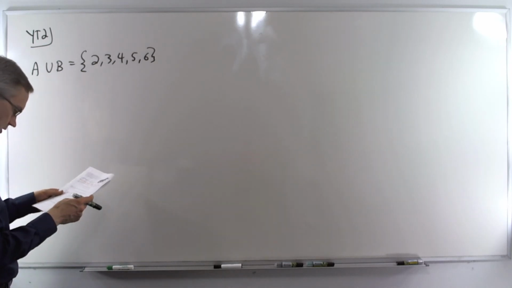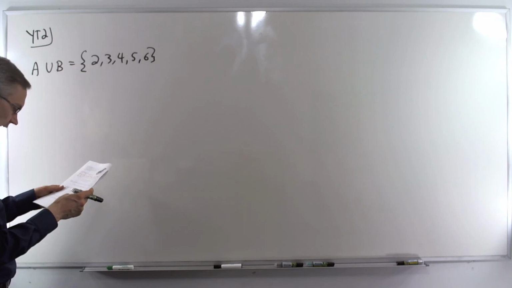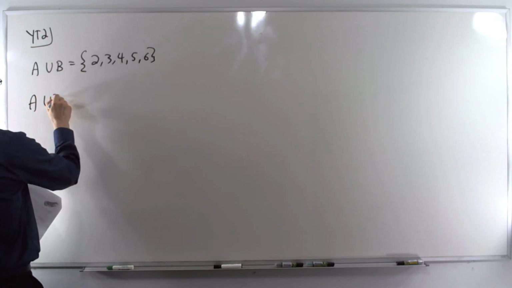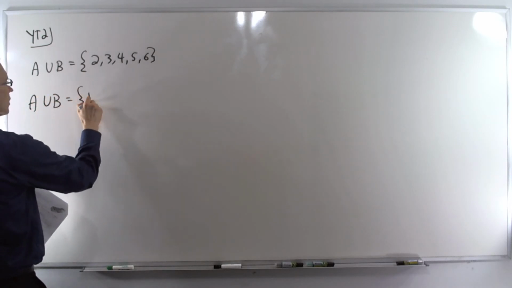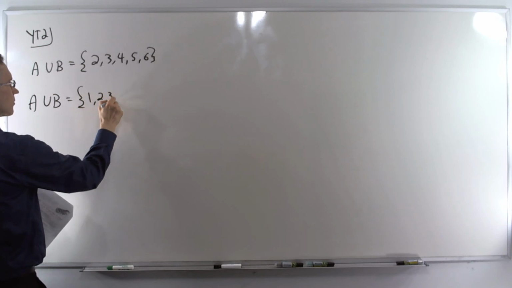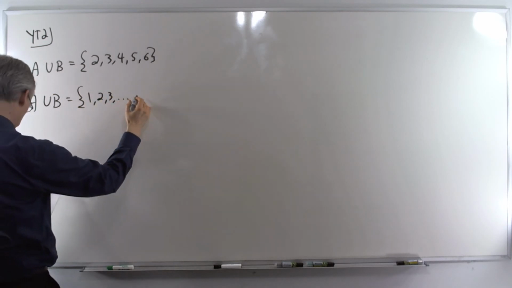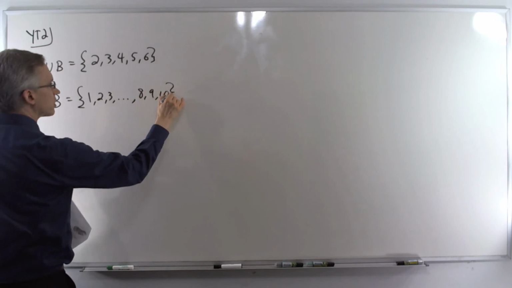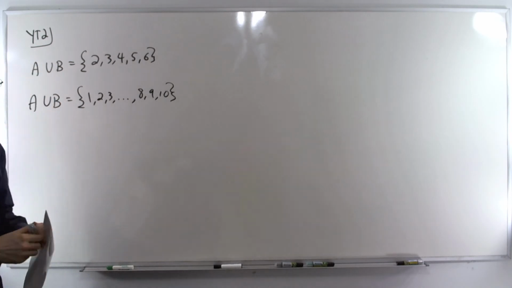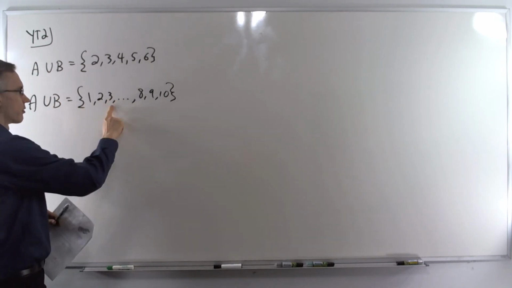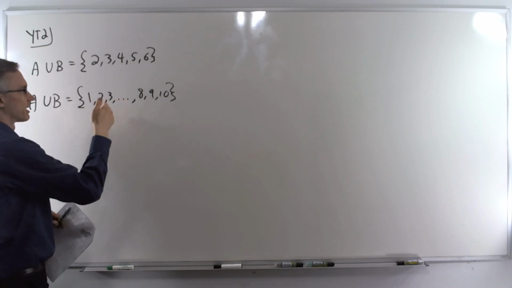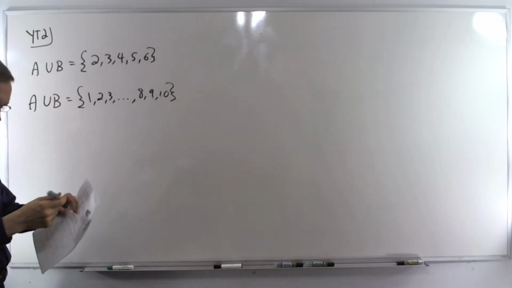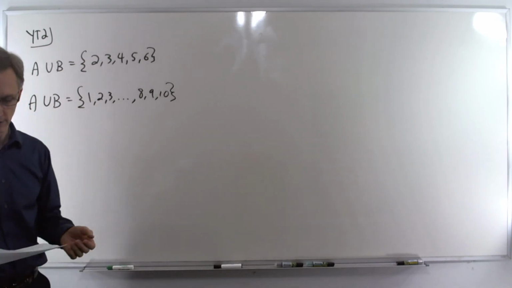Part B. Here we've got the evens and odds again. So you can write out all those numbers, or you can use an ellipsis. So establish a pattern with 3 numbers, 1, 2, 3. Ellipsis meaning it continues on in that pattern. So 1, 2, 3, 4, 5, 6, 7, 8, 9, 10. So all numbers between 1 and 10 would be in the union.